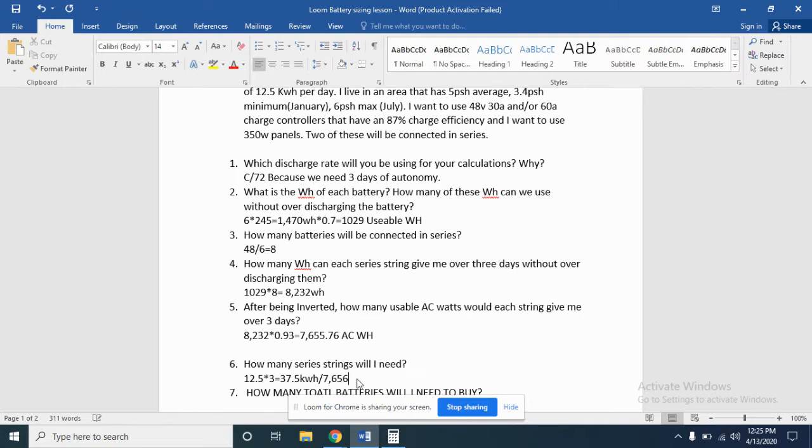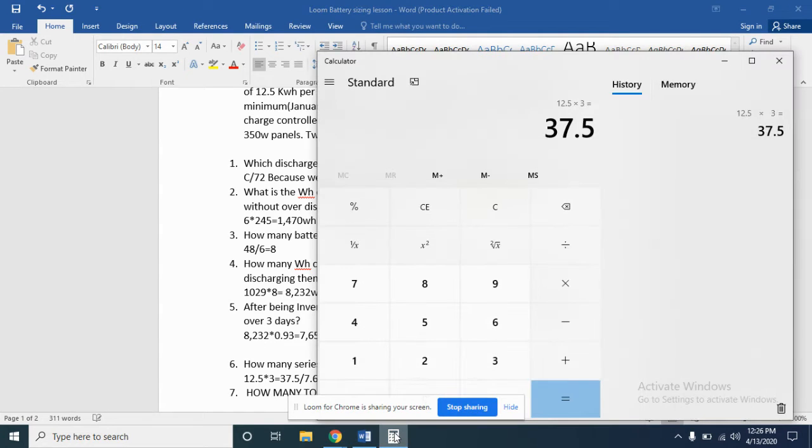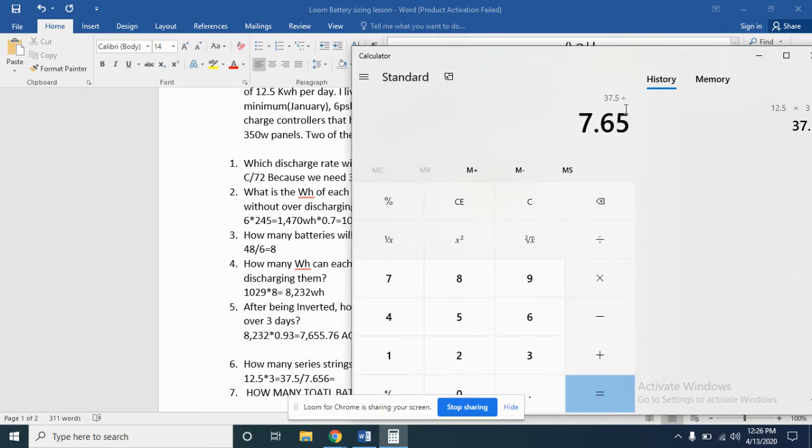We're going to round this up to 6. We're going to change this to a decimal point, because keep in mind that 7,655 watt hours is the equivalent of 7.656 kilowatt hours. So that lets me get rid of these units. And let's see what our math tells us here. 37.5 divided by 7.656.